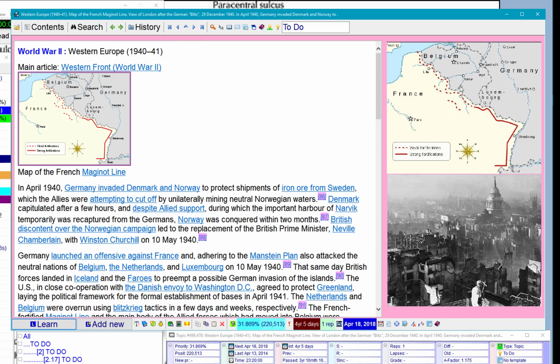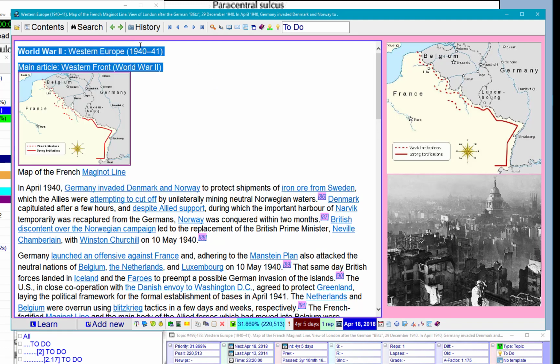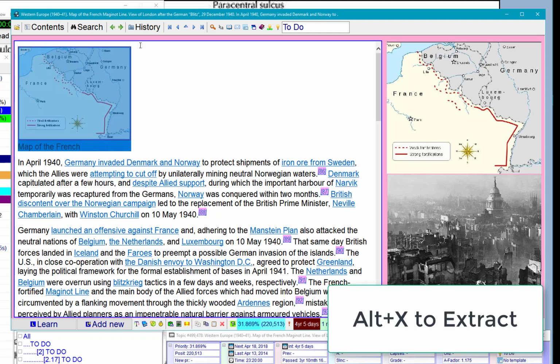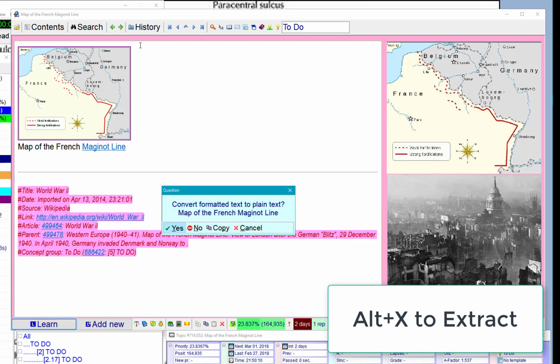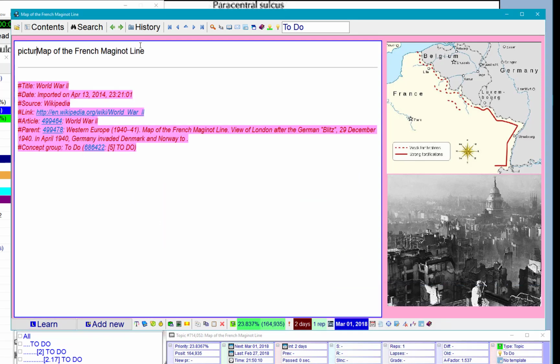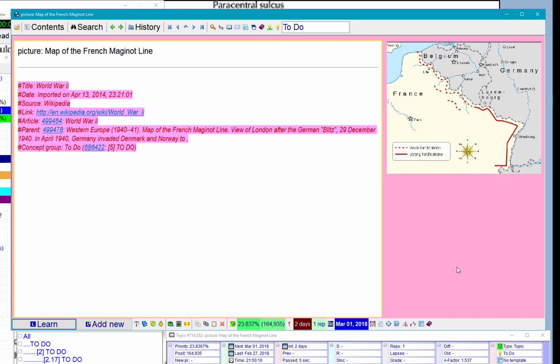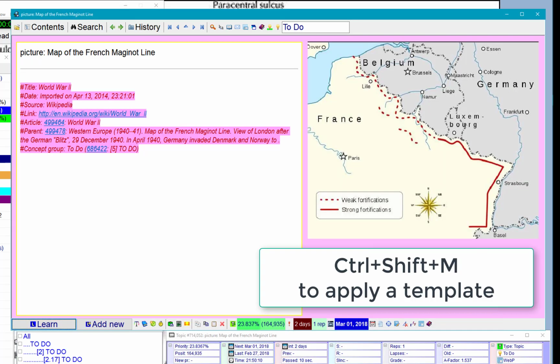Okay, I already prepared two pictures here. That's the Maginot Line. And that's London, I think. So, let's see. I don't need this picture. I do have it. Maybe I'll just extract it as the Maginot Line. So I'll say the picture shows the map of the Maginot Line with a different template.